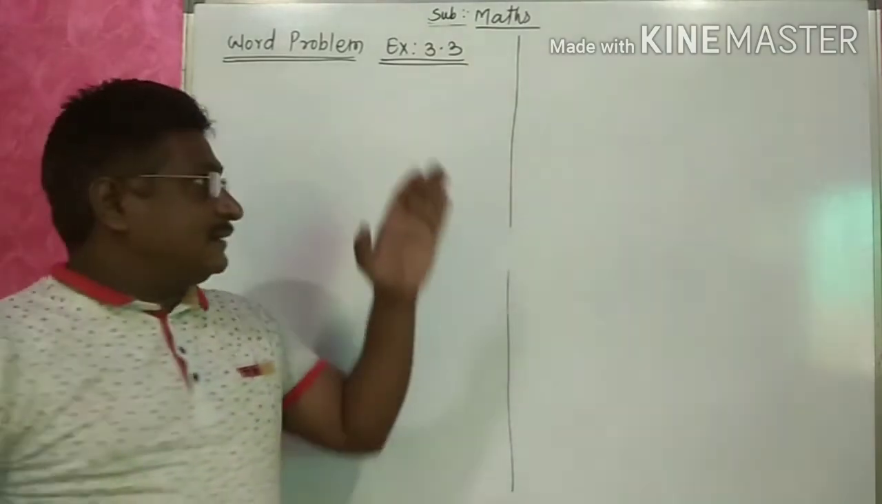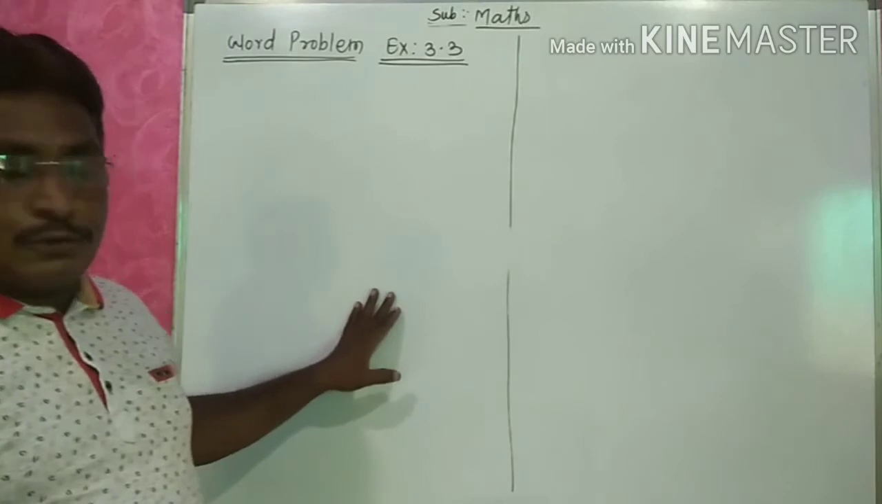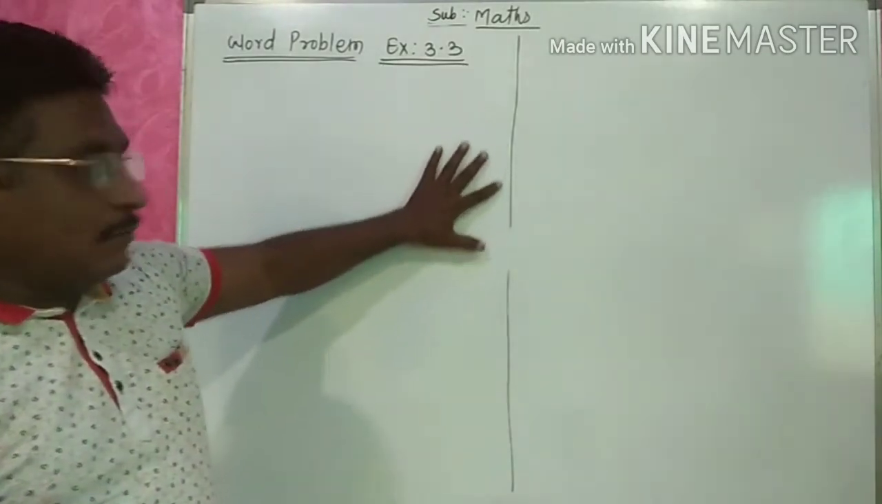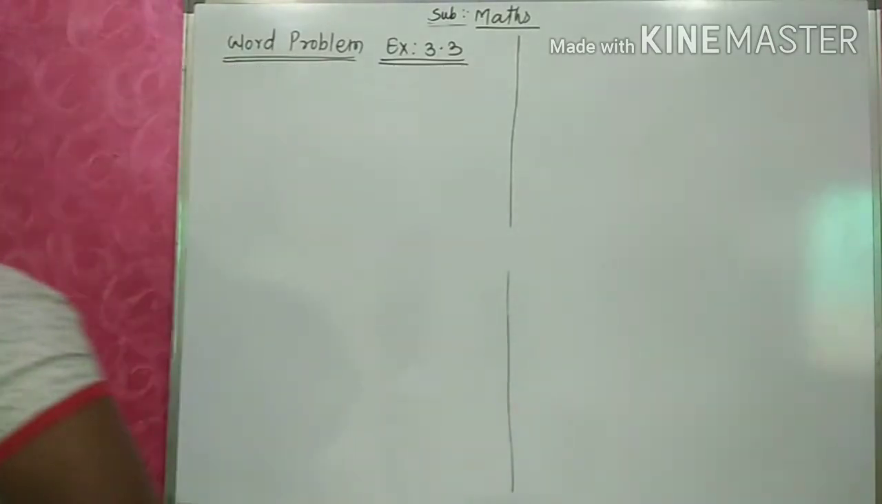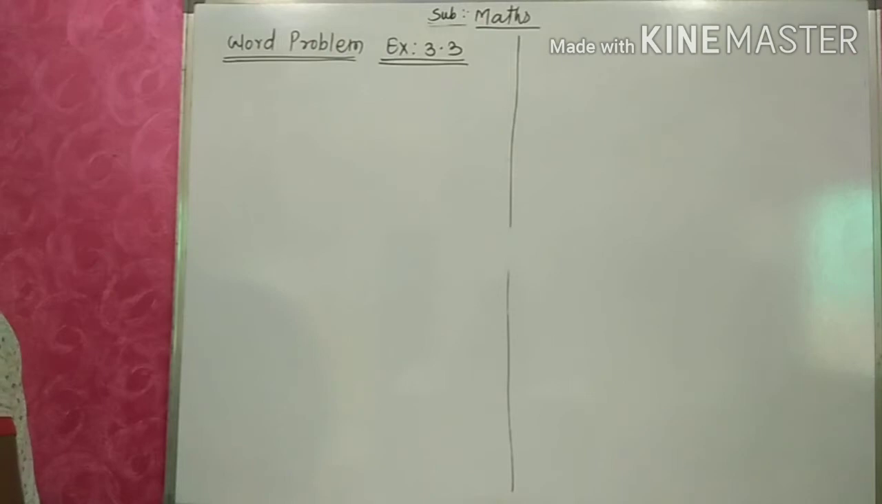You have the textbook, so I am not writing the question here. You read the questions from the textbook. Okay, student? Now see, the difference between two numbers is 26 and one number is 3 times the other. Find them.